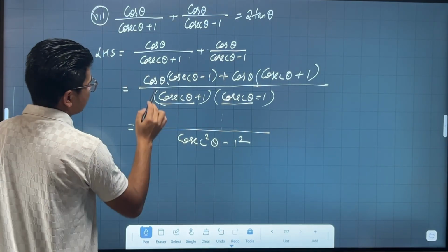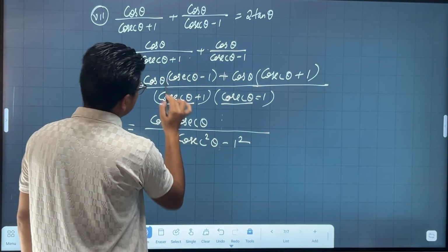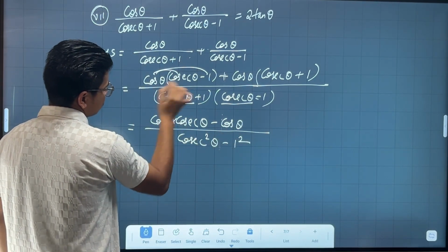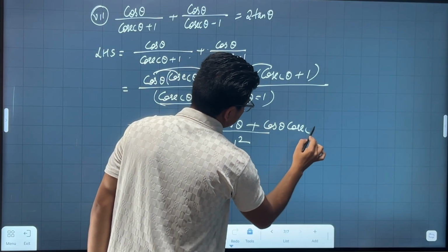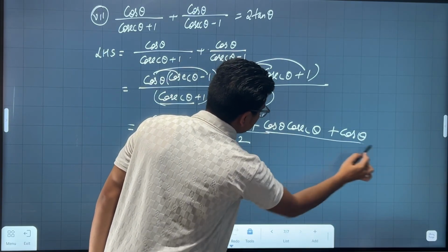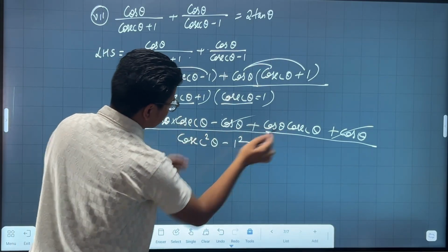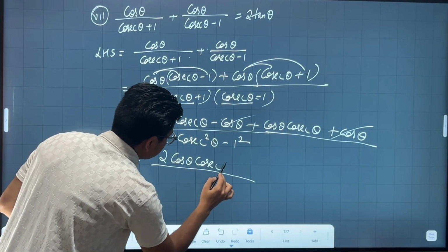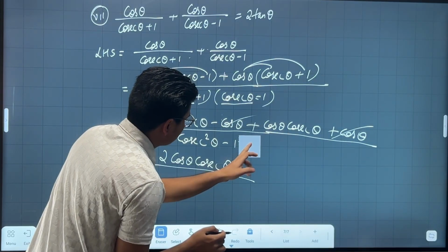Then just open this bracket, cos theta into cosec theta minus cos theta plus cos theta into cosec theta plus cos theta. I have just opened the bracket, then cos theta can be cancelled with cos theta. Cos theta into cosec theta plus cos theta into cosec theta will be 2 times cos theta into cosec theta, and cosec square theta minus 1 square will be how much, 1. 1 square equal to 1, right.